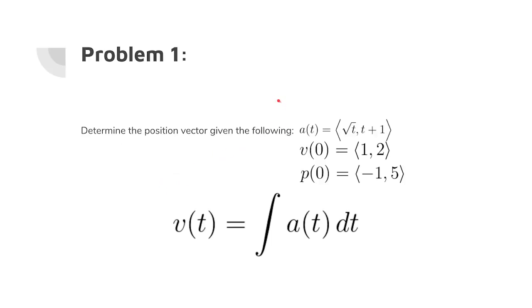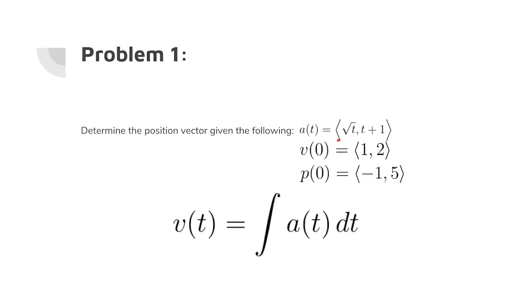First problem we're going to look at is to determine the position vector given the acceleration vector, the velocity at 0, and then the position at 0. First thing we're going to do is integrate. So this is essentially saying the second derivative of the position. We're going to integrate our acceleration function.